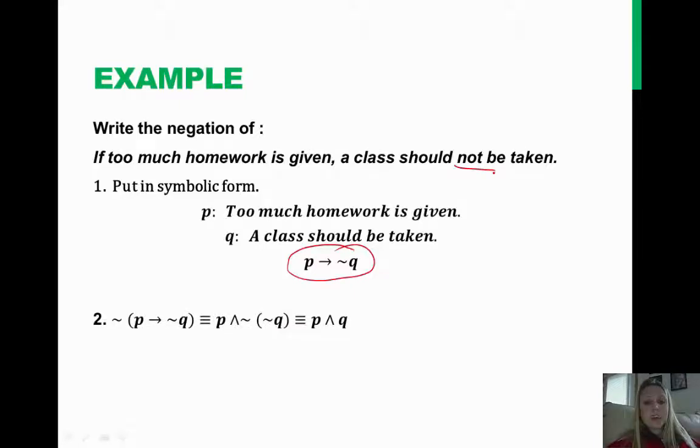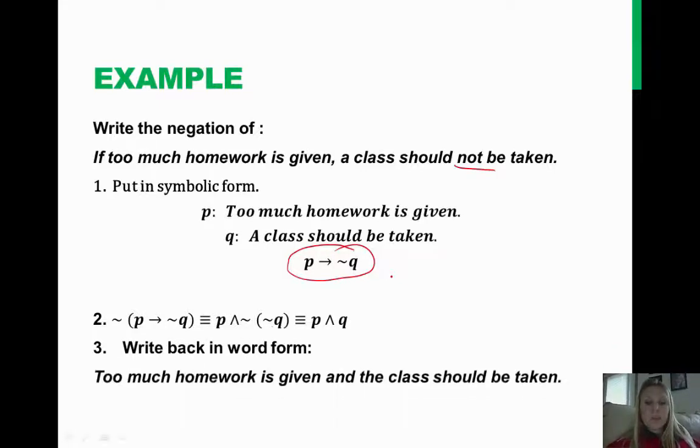Next, we want to find the equivalent, and we can do that using the formula that we were given in the last screen. So we can say that not, if P then negated Q is equivalent to P and negated of what was already there to start with. And since Q was already negated, it will become positive. Now that we have our formula, we can write it in words. So it's going to be, too much homework is given and the class should be taken.